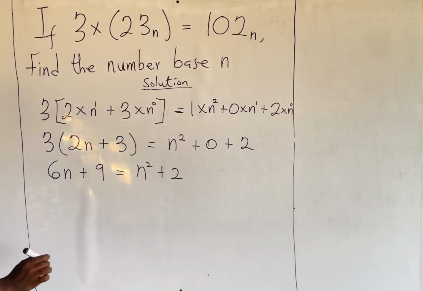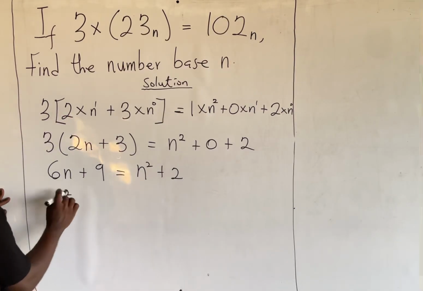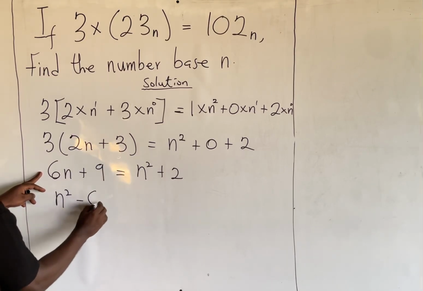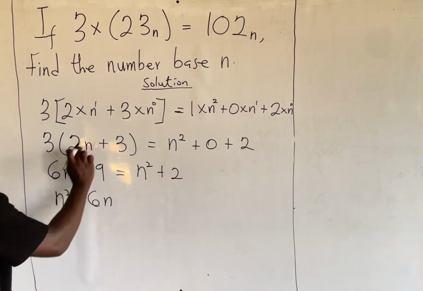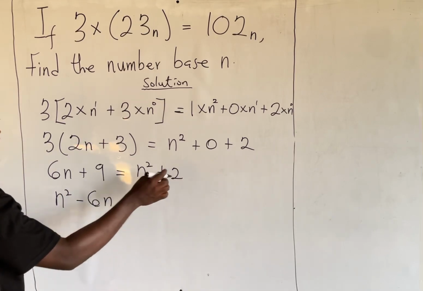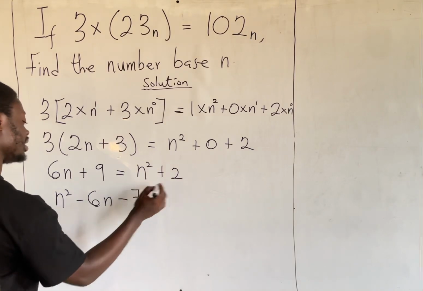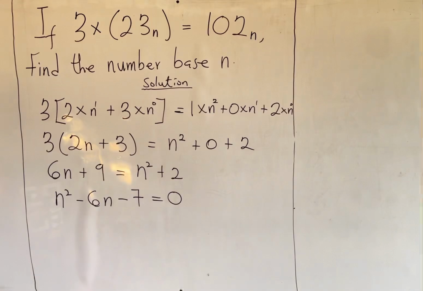Now let's group them. So we can say n squared here, this one will cross the sign, here is positive, so it will be minus 6n, and then positive 2, this one will cross the sign, become minus 9. So 2 minus 9 will give us negative 7. So that will be negative 7. Then we equate it to 0, since we have gotten a quadratic equation.